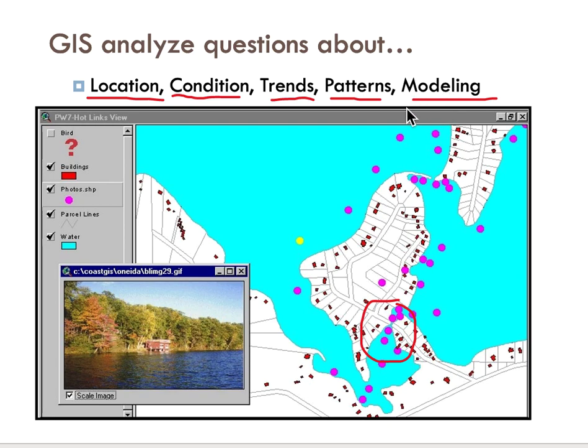And for modeling, we are looking at what could be expected in the future based on the present and past scenario. So GIS focuses on 5 main themes.